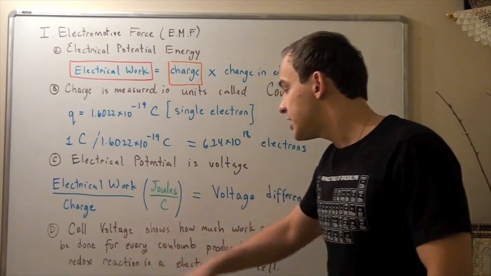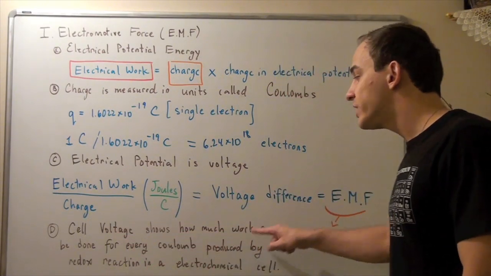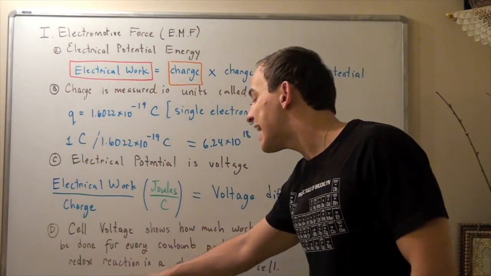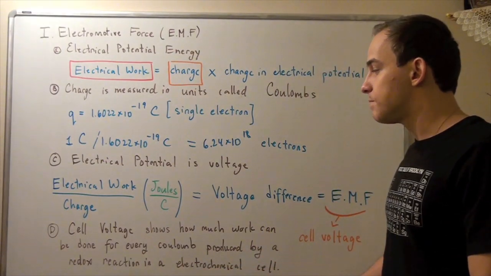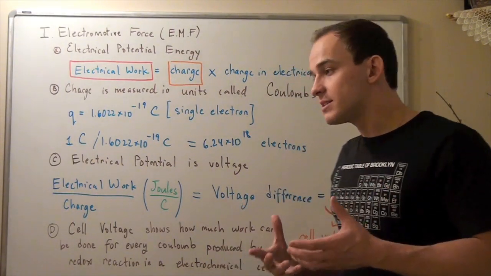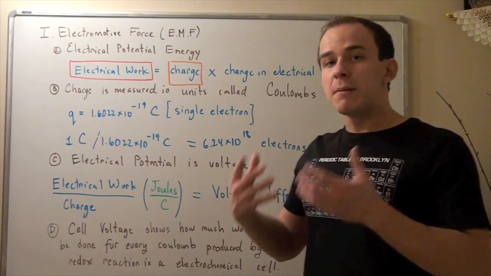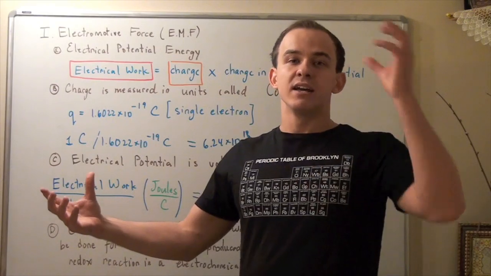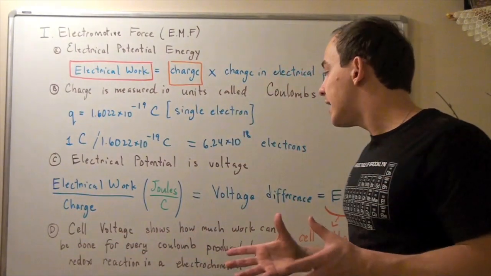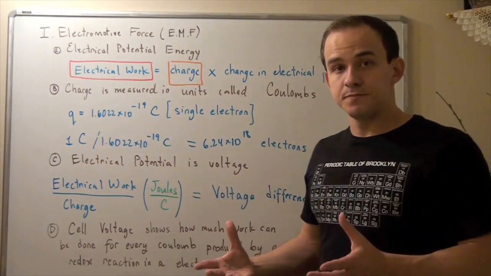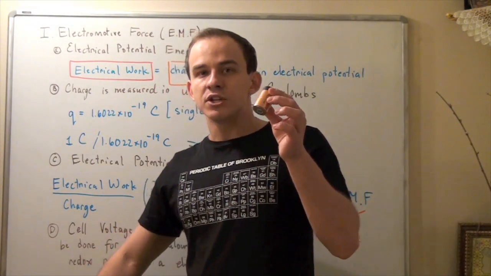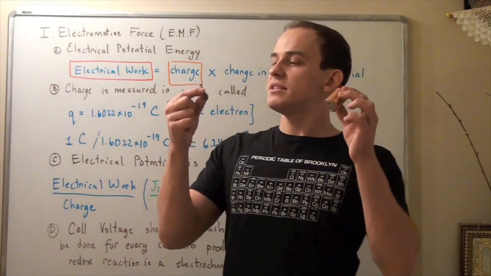Now the cell voltage shows how much work can be done for every coulomb produced by a redox reaction in an electrochemical cell. So that basically says that when in an electrochemical cell, 1 coulomb of charge moves from the anode to the cathode, X amount of work can be done. So let's now look at the difference between this battery, or this electrochemical cell, and this smaller electrochemical cell.